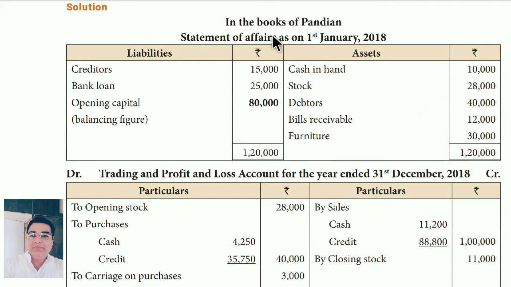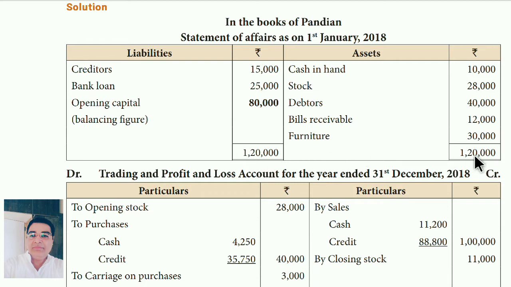in the answer, in the books of Pandyan, take a double page in your ledger sheet. In the center of your page, write the statement of affairs as on 1st January 2018. Left hand side, in the particulars column, write liabilities. Outer column, write rupees. Assets, then outer column rupees. Then assets, just now I said all the assets you have to write here. And creditors and bank loan write in the liability side. Then leave one line below furniture.